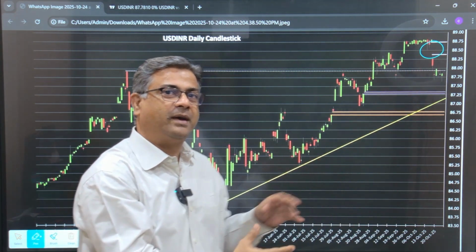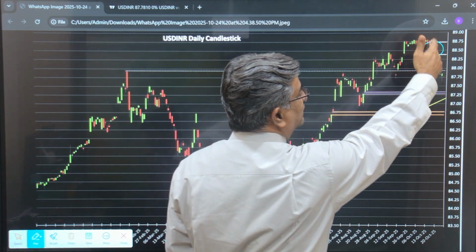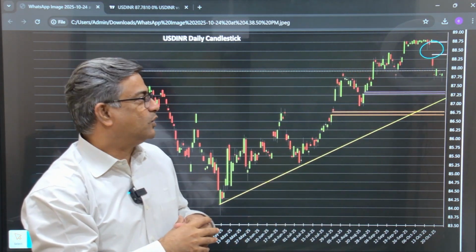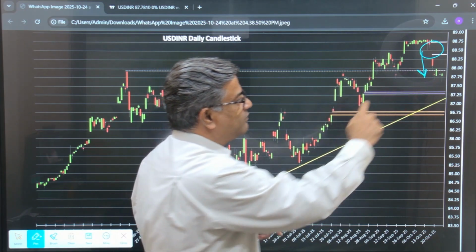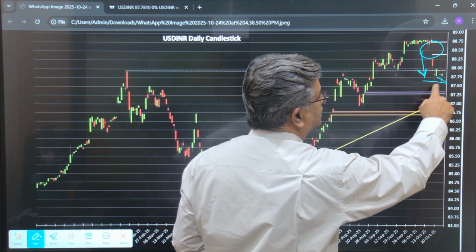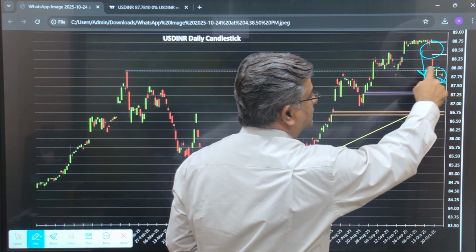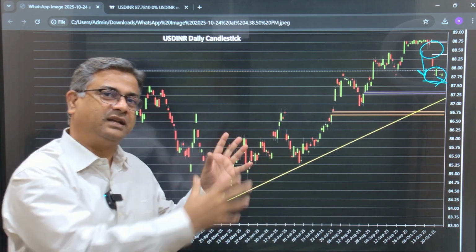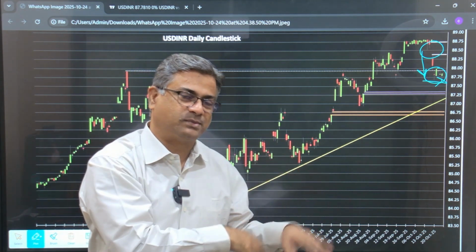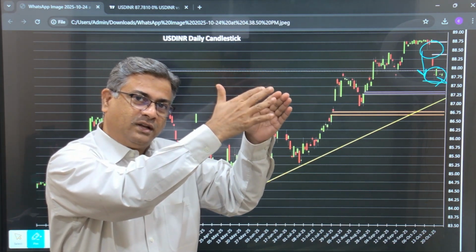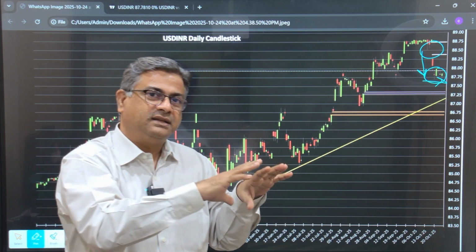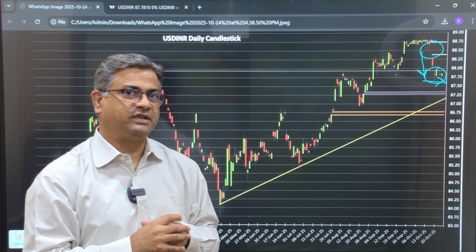The big down gap at 88.72 to 88.39. Then the market continued downside, and then we have seen a slight sideways movement here. I will come to that portion in the offshore chart as well. This is the onshore chart.